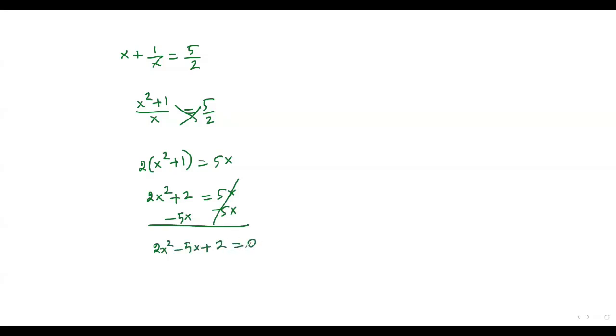Okay, now I think this quadratic equation can be solved by factoring. For that, we have to multiply the constant term, positive 2, by the coefficient of x squared, 2. So when I do so, I'm getting positive 4. Now we have to get two factors of this positive 4 so that the sum of the two factors equals the coefficient of x, that is negative 5. Then I'm getting negative 4 and negative 1. When I multiply negative 4 and negative 1, I'm getting positive 4. When I add negative 4 and negative 1, I'm getting negative 5, which is the coefficient of x.